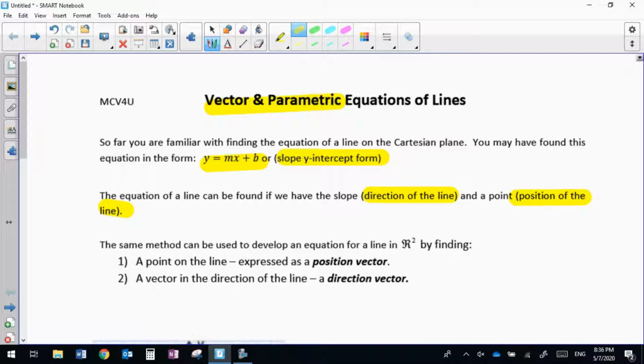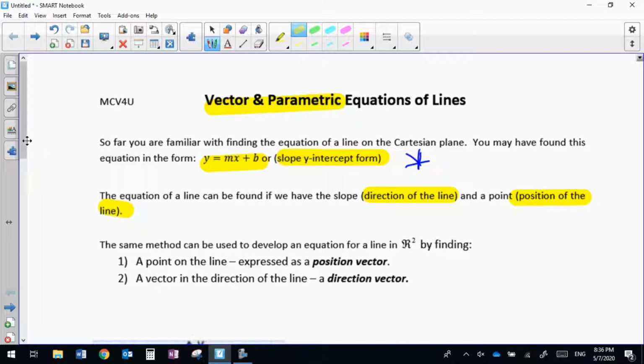They have direction and they have position. They're different than vectors. Remember that vectors don't have position. Vectors have magnitude, so they have a length, and they have a direction, but they don't have a position the same way that a line does. We're going to take this idea of finding the equation of a line, and we're actually going to show how we can use vectors to come up with the equation of a line.